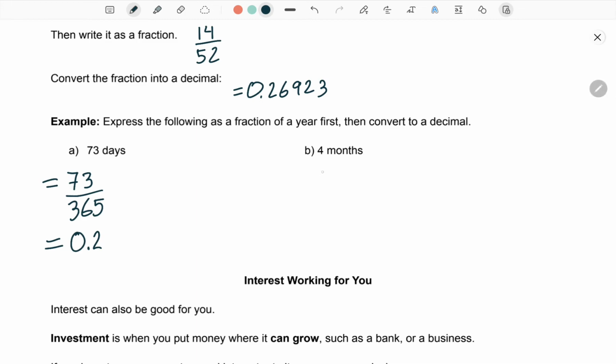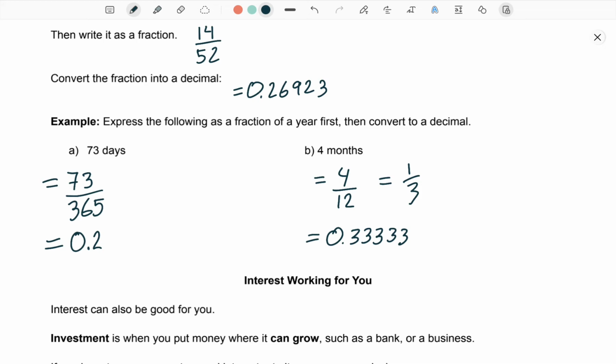All right. How about 4 months? Well, take your number 4, divide it by in this case, the number of months in the year, which is 12. What's 4 divided by 12? We can reduce that first to 1/3. And 1 divided by 3 is the same as 0.33333, and so on and so forth. It just keeps repeating the 3's.